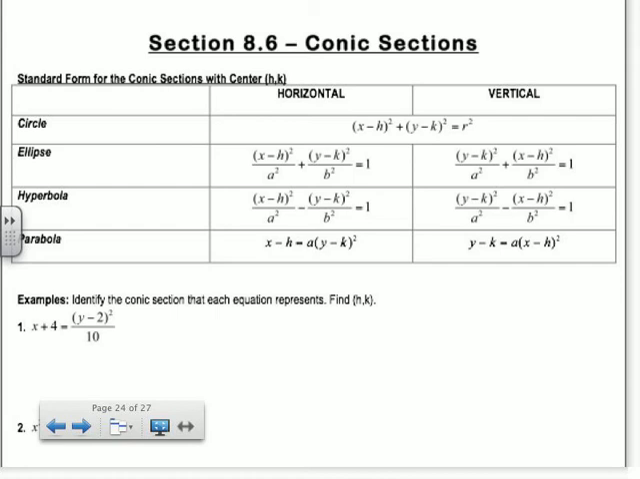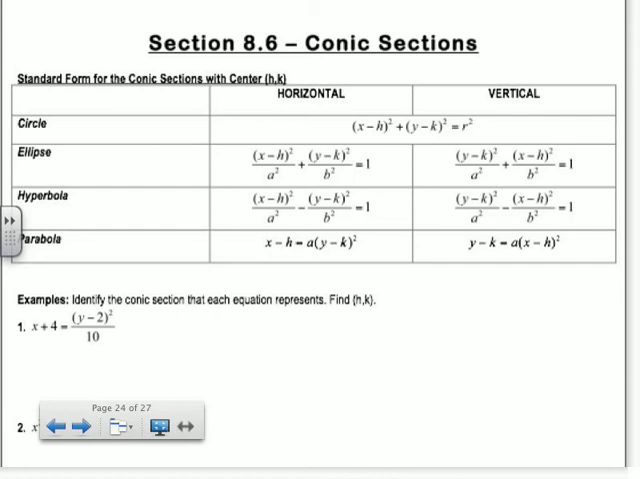All right, so standard form for the conic sections with center (h, k). So these are all equations that you've seen before. We've talked about the circle, ellipse, hyperbola, and parabola. In these examples, we're going to identify the conic section that each equation represents, and then we're going to find (h, k). For the circle, the ellipse, and the hyperbola, (h, k) is called the center, right? But for the parabola, what's (h, k)? Yeah, the vertex. Great. So make sure that you know what you're finding when you find (h, k).